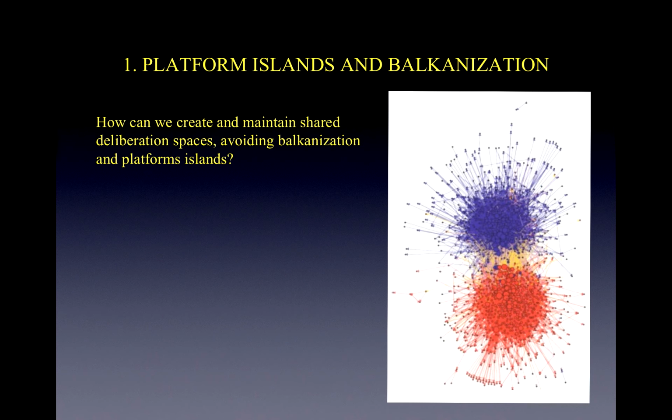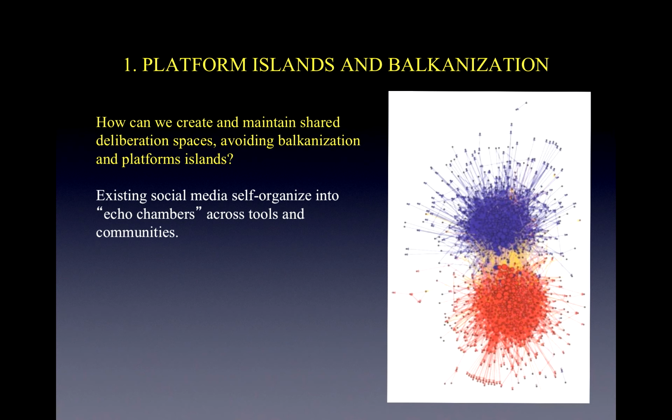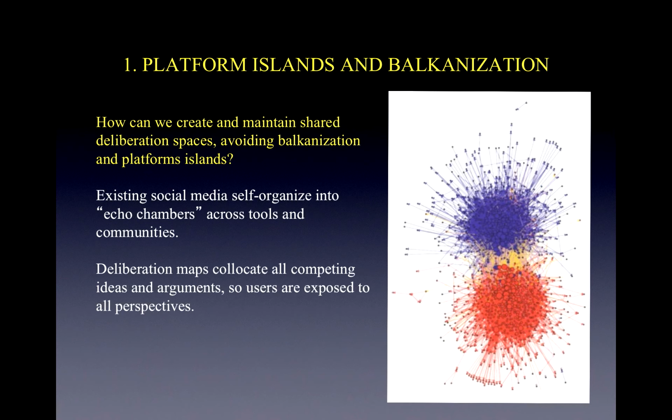As you can see, left-leaning liberal blogs tend to connect to each other, right to each other, but there are few connections between them. So there's very strong balkanization in their discussions. Deliberation maps can help address this problem by co-locating all the competing ideas and arguments so users are exposed to all perspectives.